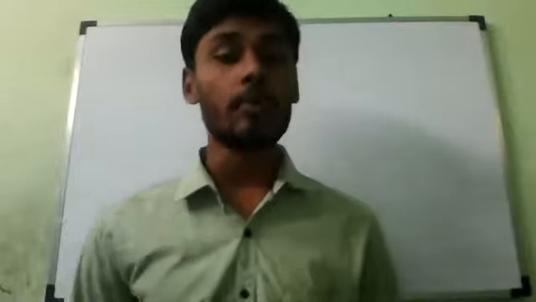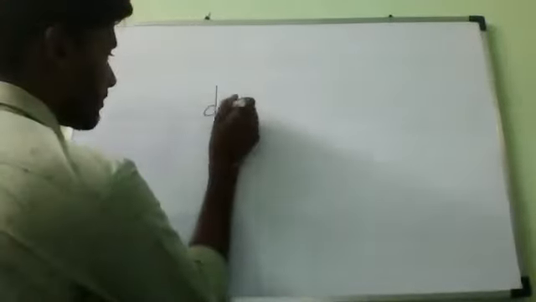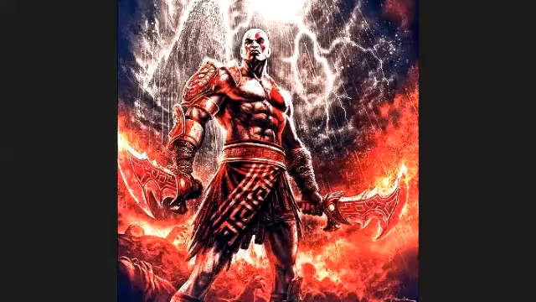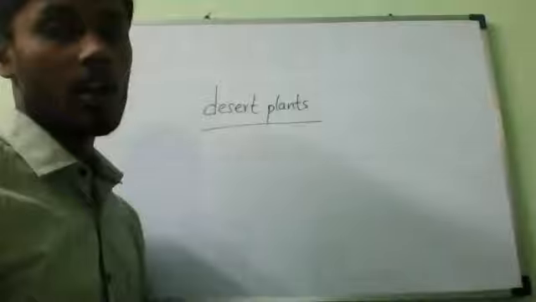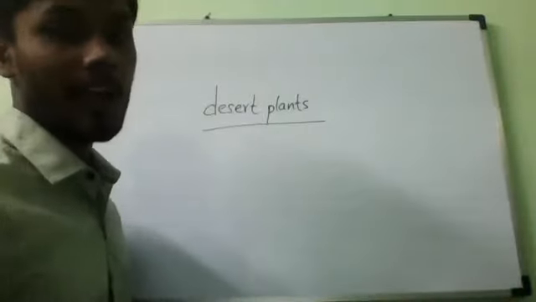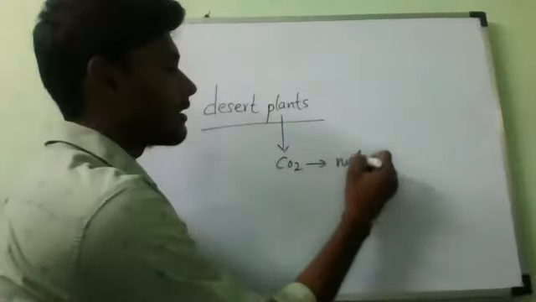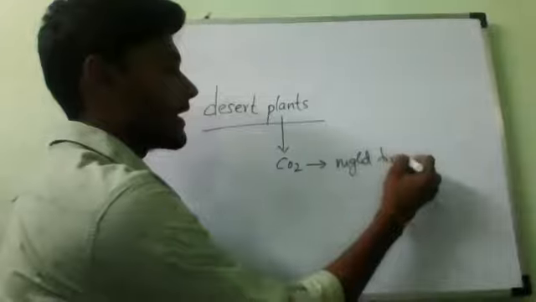Understand? For example, desert plants. We have so many kinds of desert plants. Cactus. What are the plants you know? Desert plants, you remember? Cactus, date plants. They will take up carbon dioxide at night. They will take CO2 during night time. Why? The reason is there.